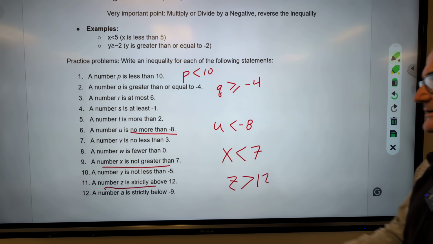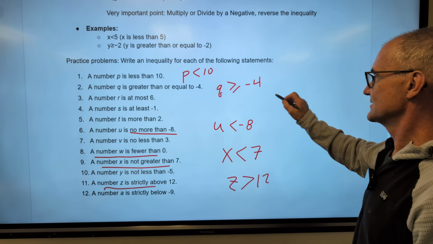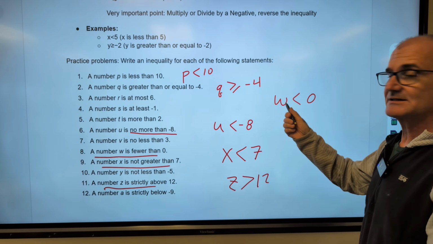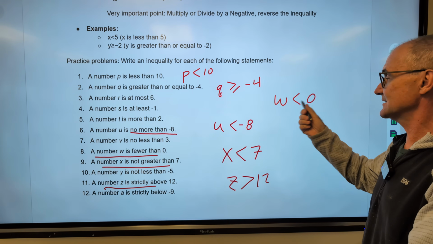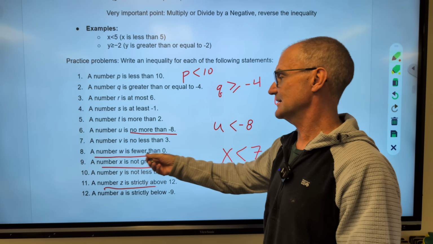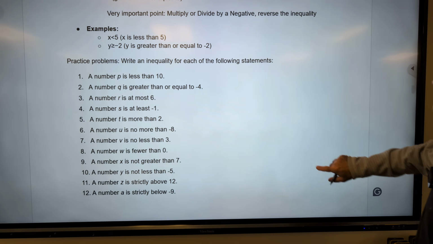Let me do one more. A number w is fewer than 0. So a number w is fewer than 0. Something less than 0 in this inequality would be -2. -2 is fewer than 0. Correct. So I did that one correctly.